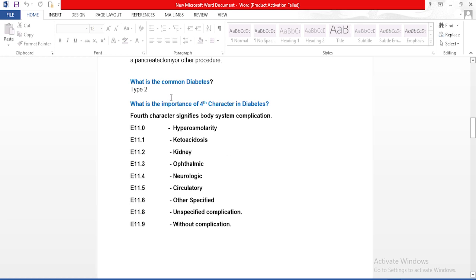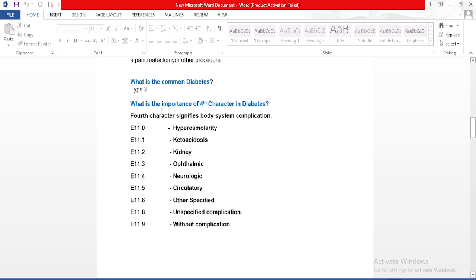So next one, what is the most common type of diabetes? Usually as per our guidelines or as per research, type 2 diabetes is the most common type of diabetes, which we need to use while coding as the default diabetes mellitus type.